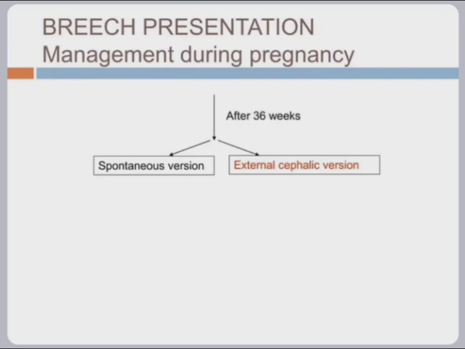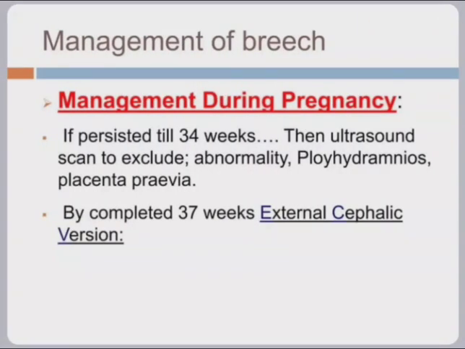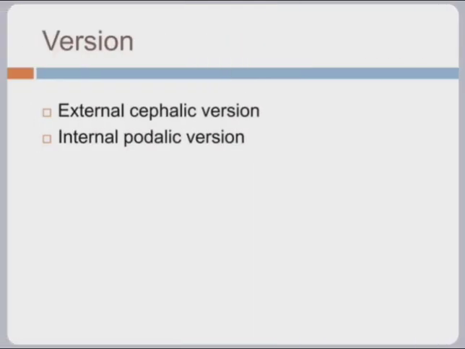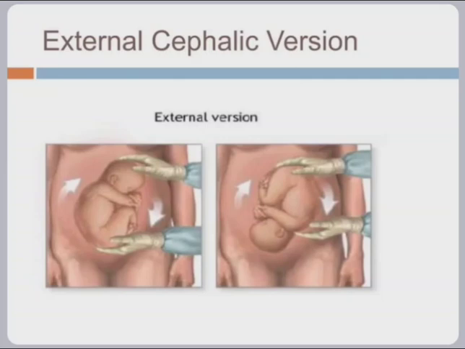Okay. Then breech presentation management after 36 weeks: there are two options, spontaneous version and external cephalic version. Management during the pregnancy: if it persists till 34 weeks, then do an ultrasound scan to exclude abnormalities, polyhydramnios, placenta previa. By completed 37 weeks, the external cephalic version. There are two types of version: external cephalic version and internal podalic version. This is the external cephalic version. Okay.